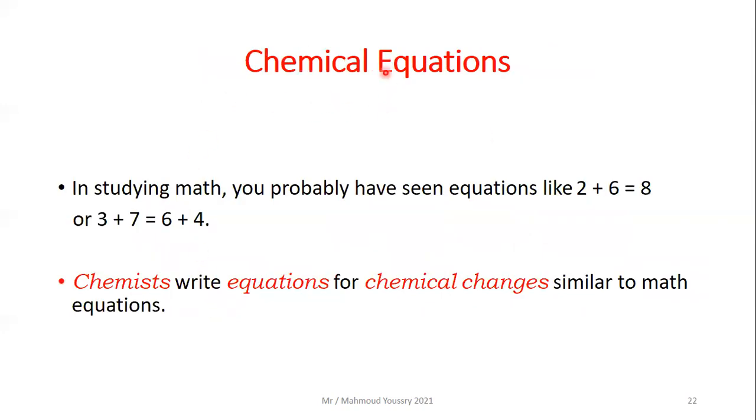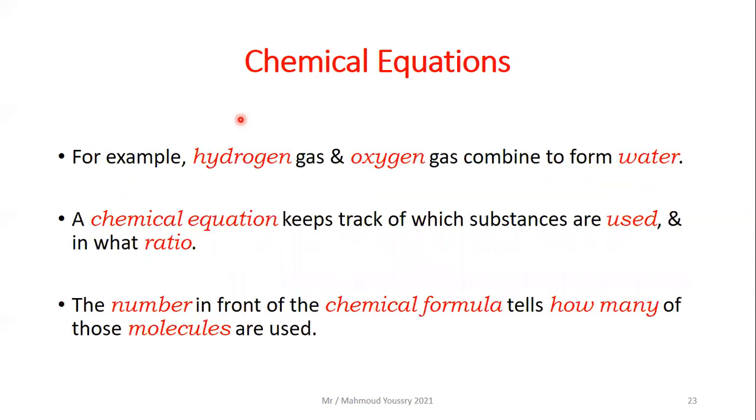Then what about chemical equations? In studying math, you probably have seen the equations 2 plus 6 equals 8, or 3 plus 7 equals 6 plus 4. Yes, both of them, this side is 10 and the other side also equals 10. Chemists write equations for chemical changes similar to math equations. For example, hydrogen gas and oxygen gas combine to form water.